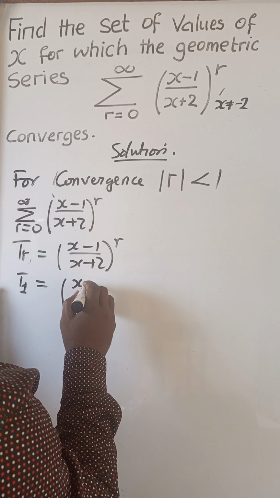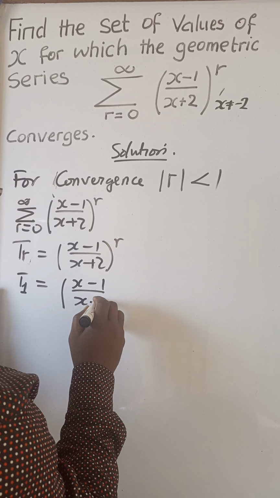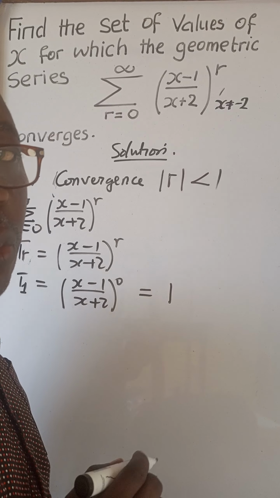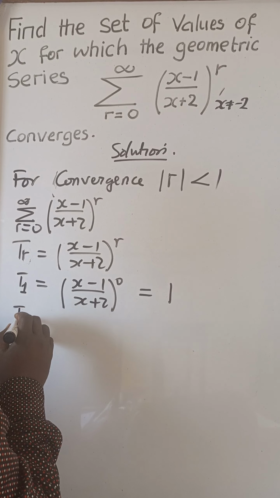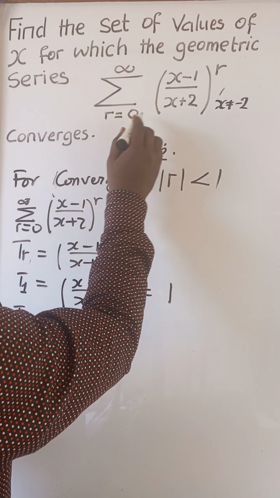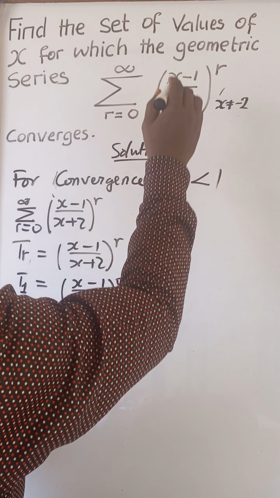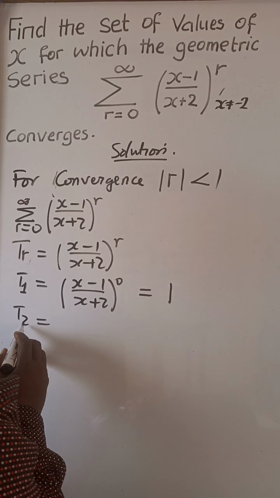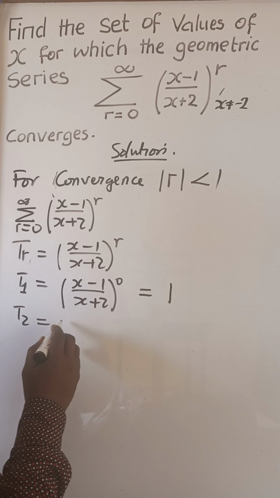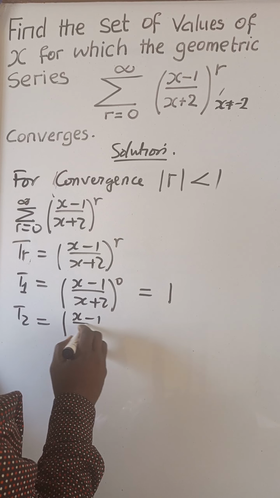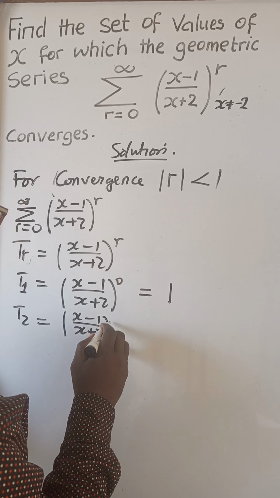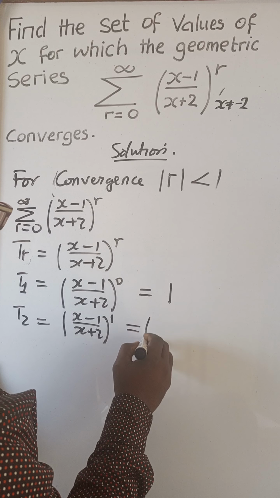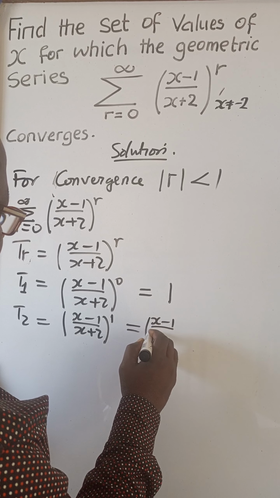So we're going to have ((x − 1)/(x + 2)) raised to the power 0, and anything raised to the power 0 is 1. The second term: r progresses from 0 to 1 to 2 to 3 and so on. So our second term is when r is equal to 1, and not 2. So we have ((x − 1)/(x + 2)) to the power 1. Any expression raised to the power 1 gives us the same expression.